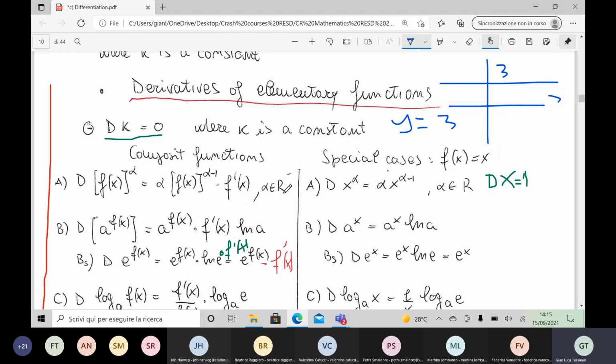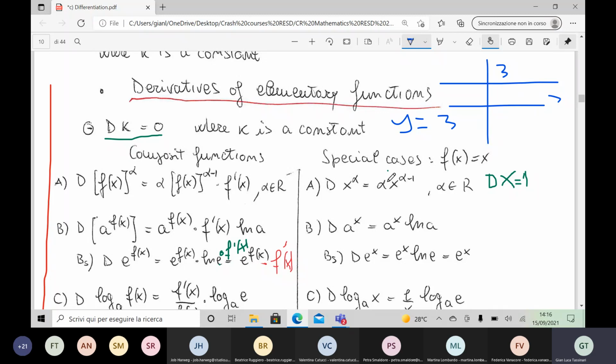Sorry. Okay. Now, which is a specific rule, guys? Consider the case in which the specific rule is special. A special case is the case in which f of x is equal to x. Very special, y equal to x. So if you substitute x here, you have the derivative of x to the power alpha. Which is the derivative of x to the power alpha?